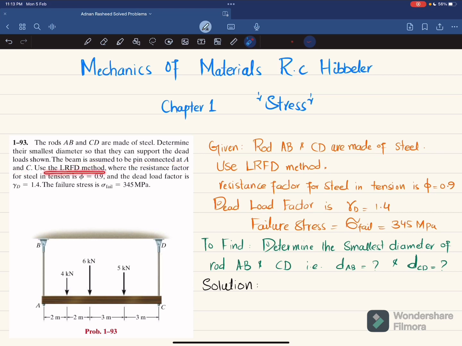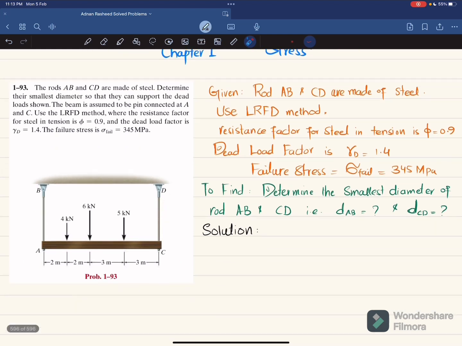Use the LRFD method where the resistance factor for steel in tension is 0.9 and the dead load factor is 1.4. The failure stress is 345 megapascal. So you can see this is beam AC that is supported by two rods AB and CD that are made of steel. The dead load is shown over here. These are the pins supported at points A and C. So using the load and resistance factor design method, you have to calculate the diameter of rod AB and the diameter of rod CD. So let's start with the solution.